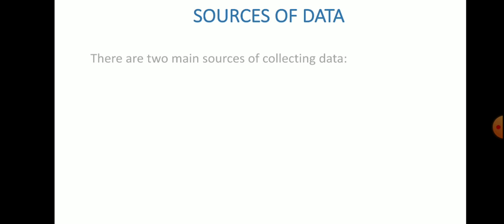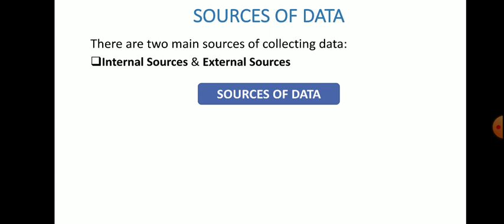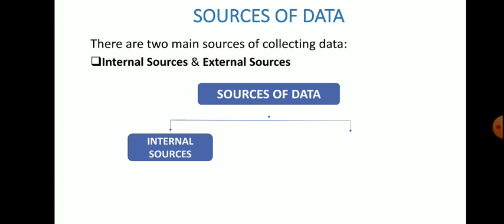Now, let us see what are the sources of data. As I said in the first introductory slide, the data can be collected from various sources. There are mainly two sources from which you can collect the data. These are internal sources and external sources. Let us see. So, we have one internal sources, another one is external sources.